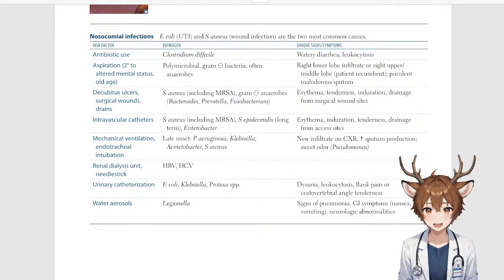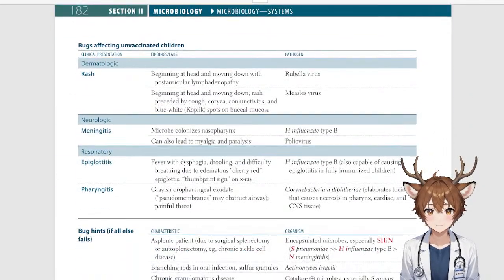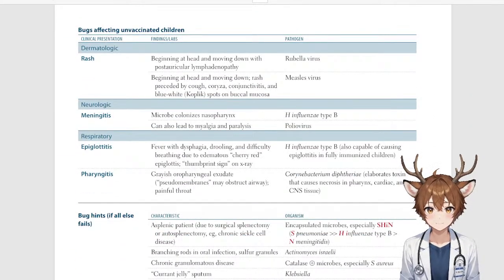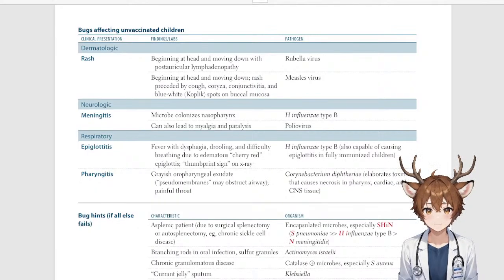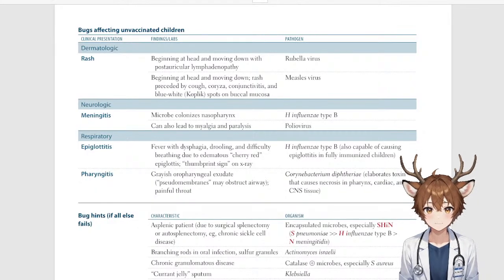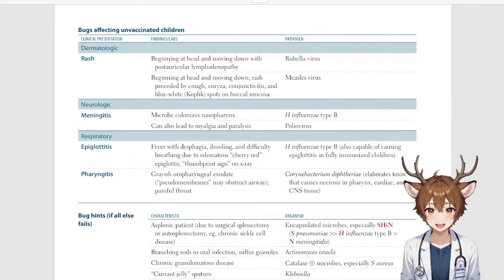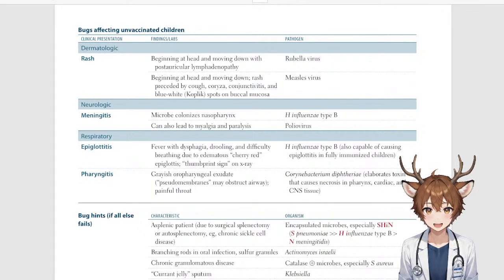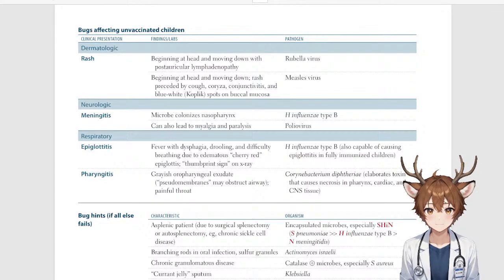Bugs affecting unvaccinated children. Let's talk about it. Now, they say unvaccinated children. It should be said as well that if you're an adult and you're not vaccinated for something in particular, there's nothing magical about being an adult that prevents you from getting that disease.